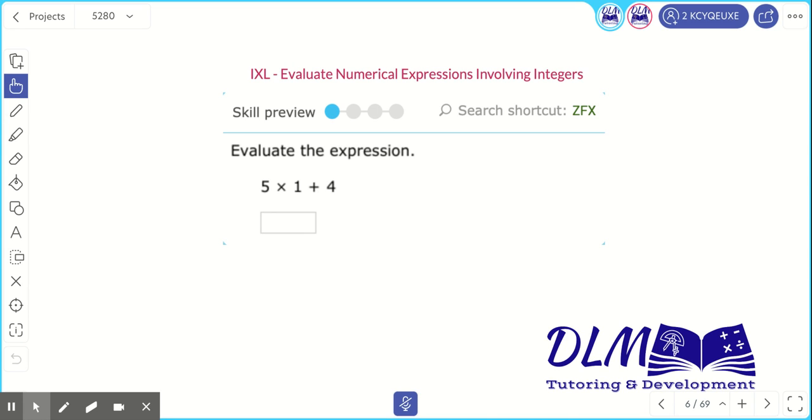Today, we're going to discuss the IXL skill, evaluate numerical expressions involving integers. The shortcut is ZFX. In order to evaluate an expression, we need to remember our order of operations, because the order of operations tells us the order in which we need to solve or evaluate certain parts of our expression.